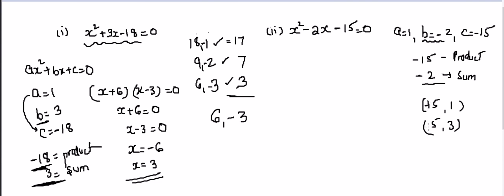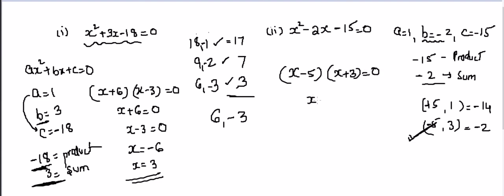So our two candidate pairs are minus 15 and 1, and minus 5 and 3. The product of both is minus 15, but their sum should be equal to minus 2. Minus 15 plus 1 is minus 14, and minus 5 plus 3 is minus 2. So this matches perfectly. That means our two numbers are minus 5 and 3. So our factors are (x minus 5) and (x plus 3).